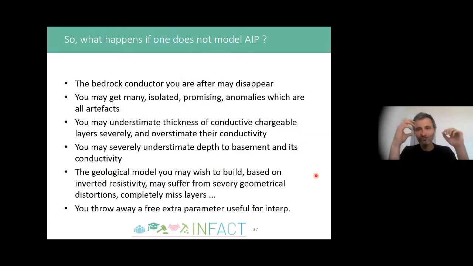So, summarizing what happens if you don't model IP once it's in the data: the bedrock conductors you are after may disappear, or you may get many isolated promising anomalies which are artifacts at depth. You may severely underestimate the thickness of conductive chargeable layers and overestimate their conductivity. You may severely underestimate the depth to basement and its conductivity. And if your exploration is based upon any sort of geological model, it's going to be skewed in terms of absolute values of physical properties, in terms of geometry, everything.